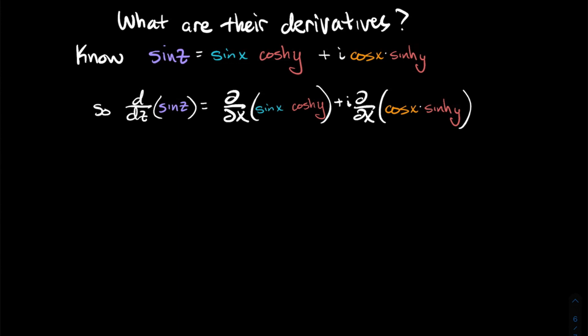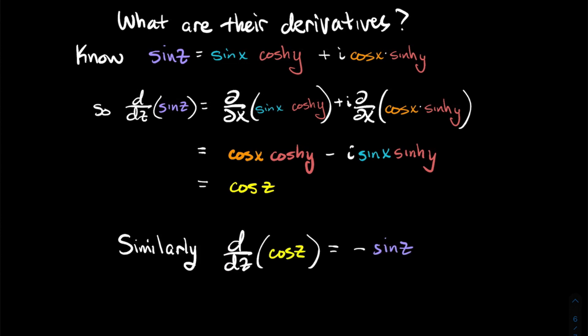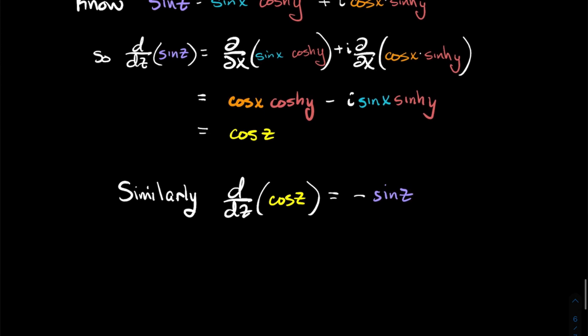And when I do that though, the first one, I'm just going to differentiate sine of x because it's the only thing with an x, right? Hyperbolic cosine of y is constant with respect to x. So that just turns into cosine of x times hyperbolic cosine of y. And then here I get minus i times sine of x times hyperbolic sine of y. And if I look at that and stare at it long enough, I recognize, hey, that was the same thing as complex cosine. And so what we just showed is that the derivative of complex sine is still just complex cosine. And you could do a similar thing, and you'd see that the derivative of complex cosine still gives you minus complex sine. And so it's just like Calc 1.